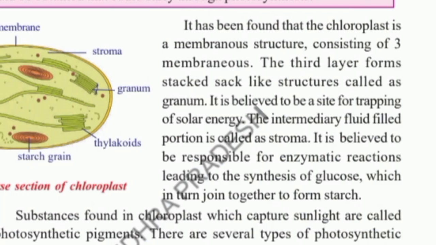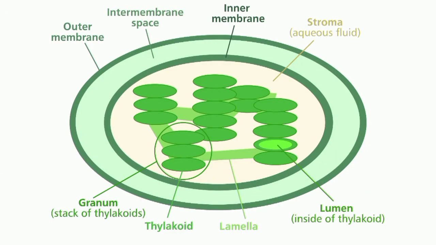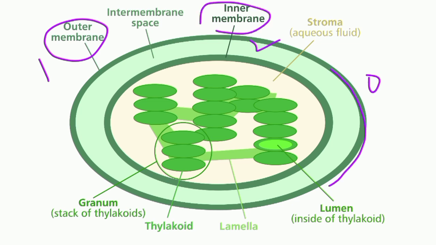Now it has been found that chloroplast is a membranous structure and it consists of three membranous layers. Let me tell you what those three layers are. This is the very simplified structure of a chloroplast. It has the outer membrane, which is the first layer. It has the inner membrane, which is the second layer. You see the first membrane, this is the outer membrane. This second layer is the inner membrane.